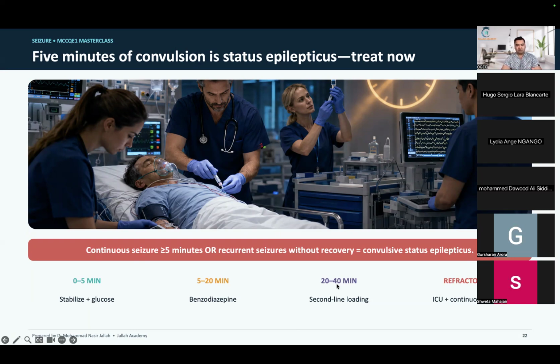Now it is 20 to 40 minutes. Still the patient is seizing. Second line loading. Now if it is refractory, ICU plus continuous EEG.